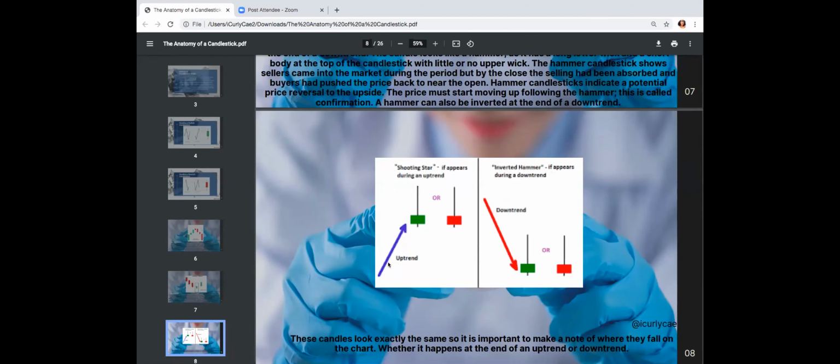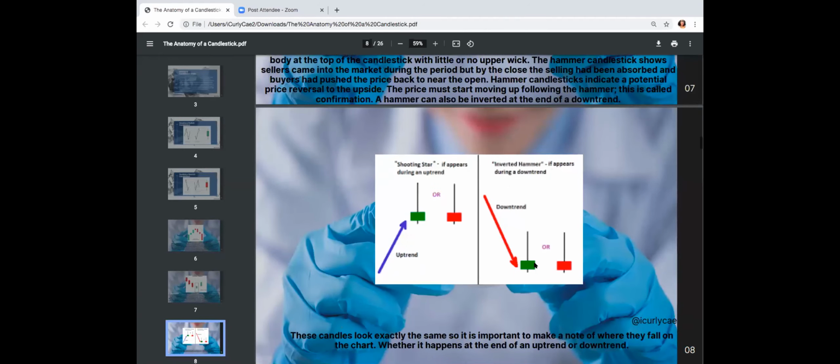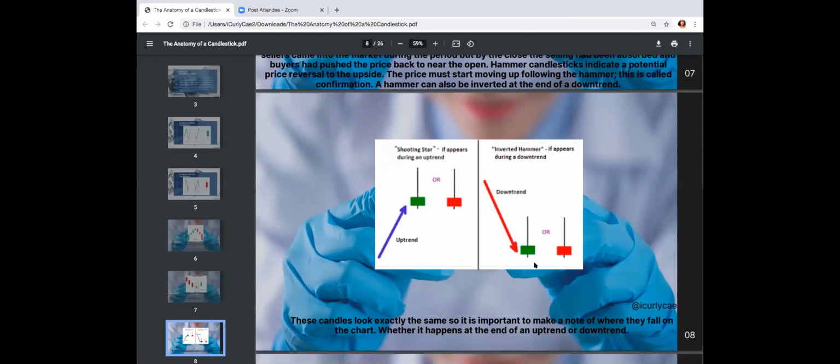So it's a shooting star at the end of an uptrend. An inverted hammer candle is actually just turned upside down, but it's more significant when you notice it at the end of a downtrend. Now you want to make sure that you're paying attention to where it is on the chart.